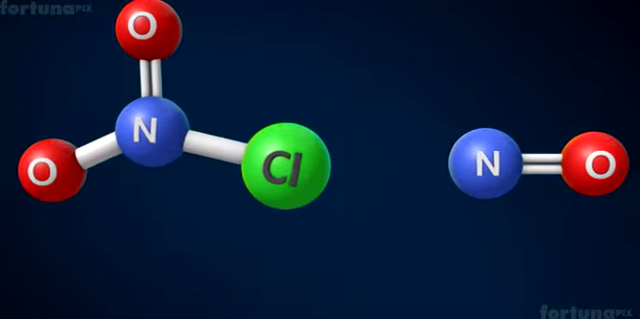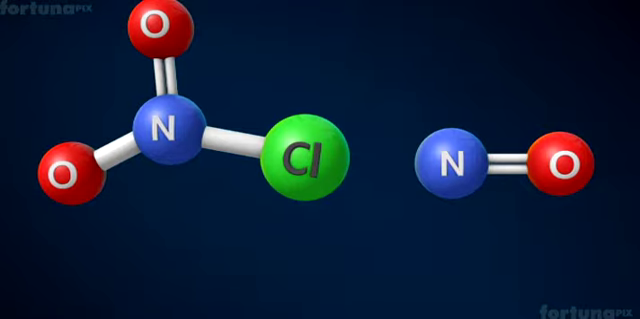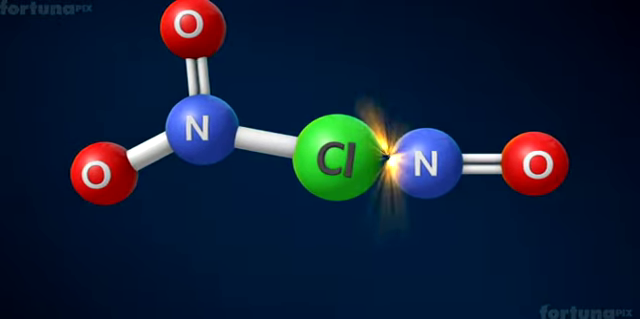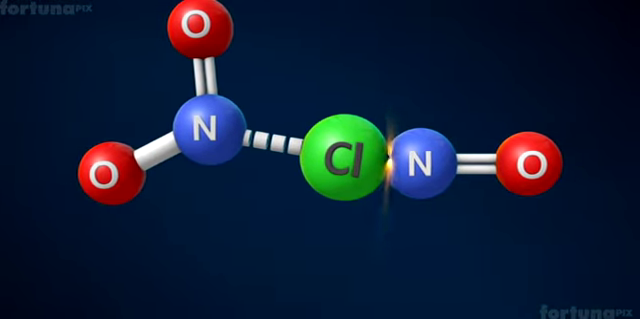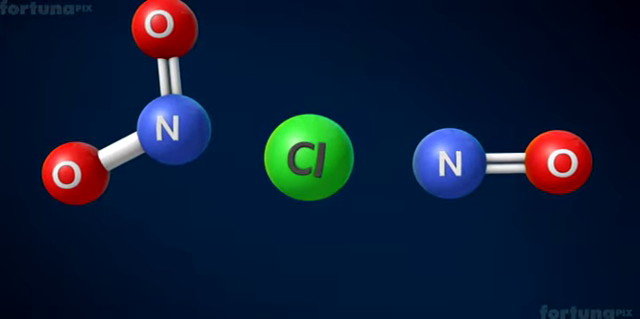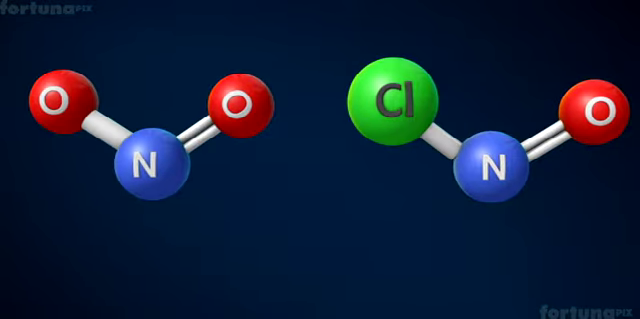For a reaction to occur, the two species must be properly oriented in relation to one another when they collide. The reaction will begin only when the nitrogen atom from the nitric oxide collides with a chlorine atom from the nitryl chloride.